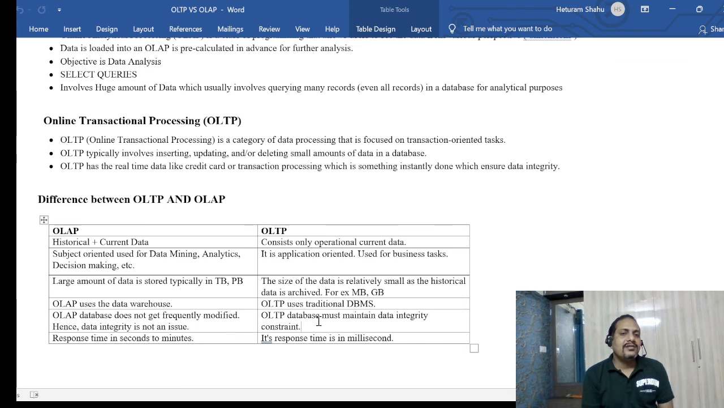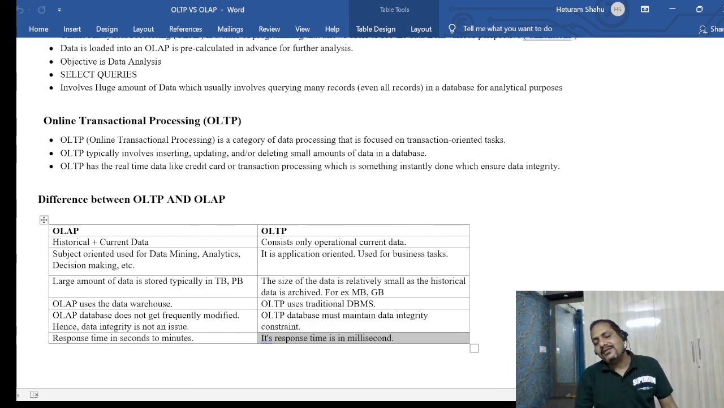Now the last one is response time. For OLAP it is seconds to minutes. Why? Because when you run the SQL query to get some meaningful data based on certain dimensions, it will take a lot of time, guys. Sometimes it takes hours also, based on the volume of data you want to fetch for your decision purposes, right? So it might fetch a huge amount of data, and that will take a lot of time.